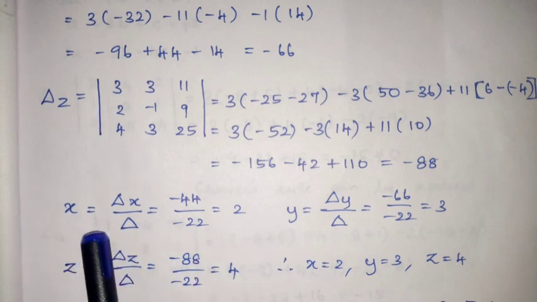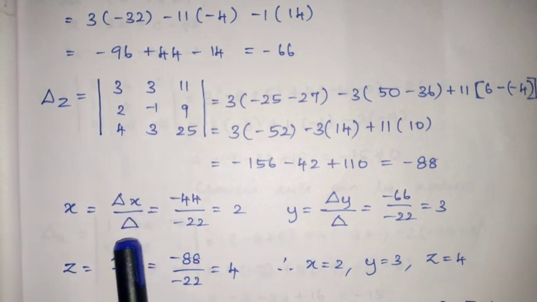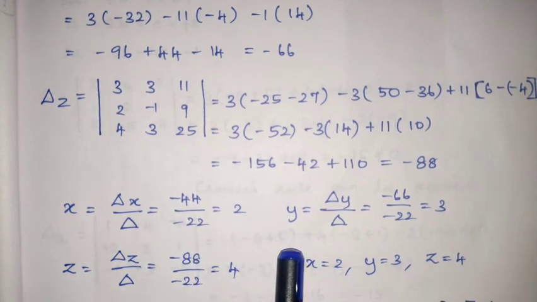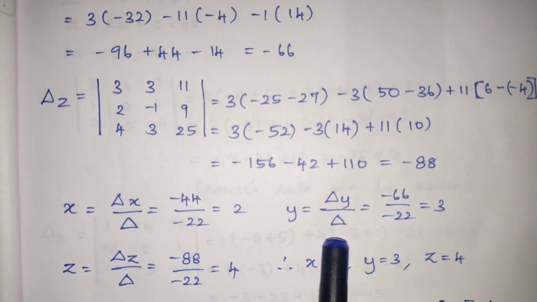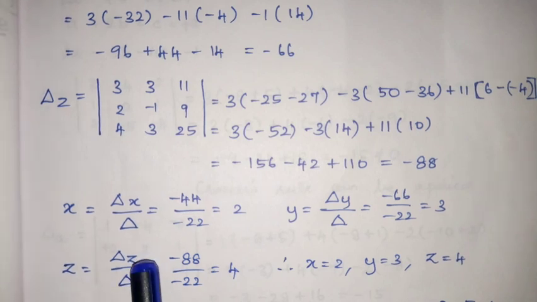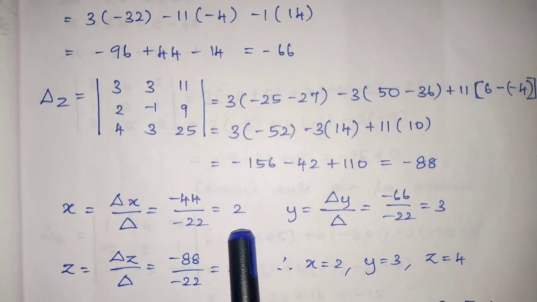So now x is equal to del x divided by del. What is the value of del x? Which is minus 44 divided by minus 22, which is 2. y is del y divided by del, which is minus 66 divided by 22, which is equal to 3. And what is z? Del z divided by del, which is minus 88 divided by 22, which is 4. So the value of x is equal to 2, y is equal to 3, z is equal to 4.